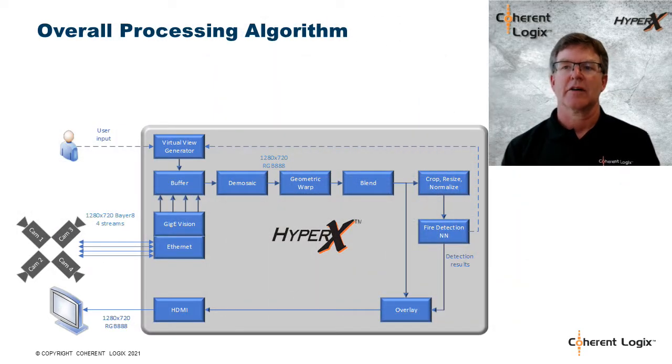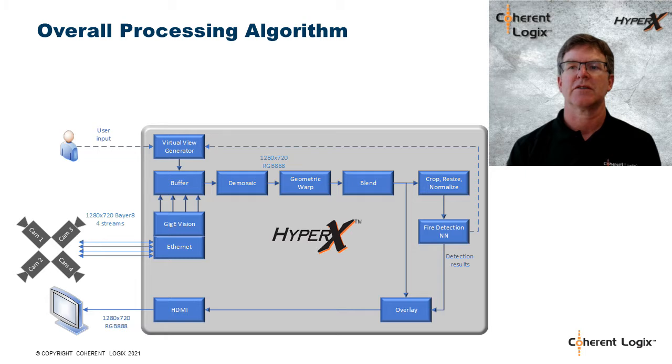The processing algorithm starts with GigE Vision packet processing from 4 raw Bayer camera streams and then feeds into the demosaic and ISP. Concurrently, the virtual view specification is calculated based on user, sensor, and optionally the output of the fire detection network. The geometric warp of individual tiles follows, and overlapping regions are blended. Finally, the virtual view is fed into the fire convolutional network.